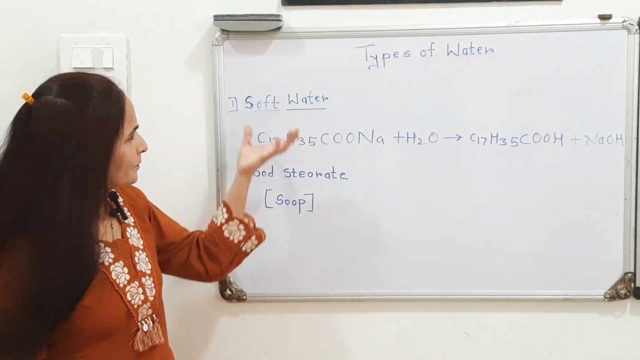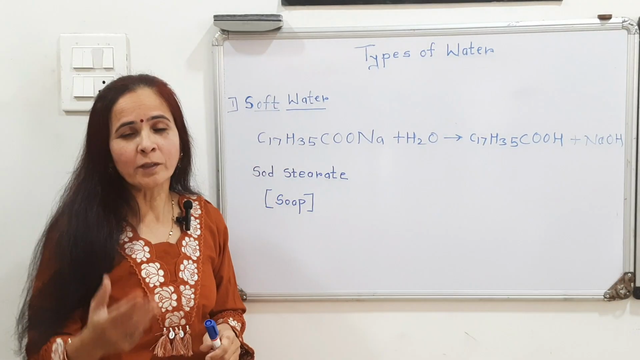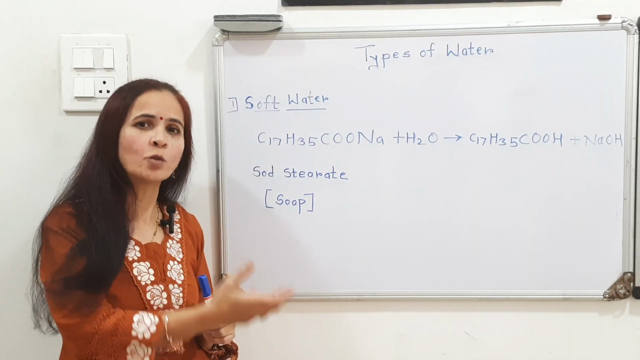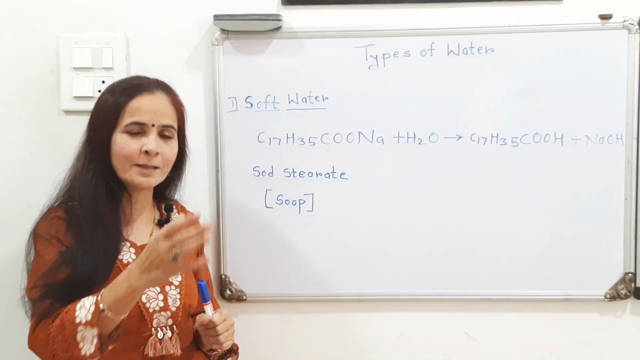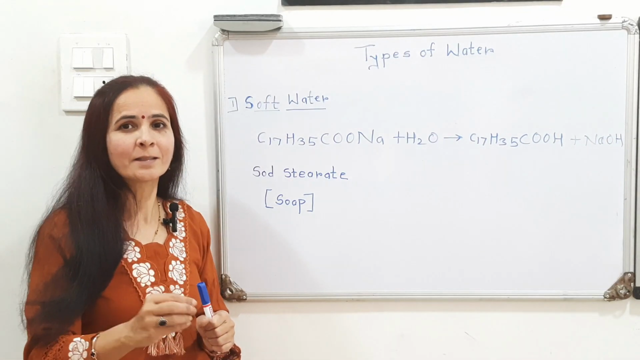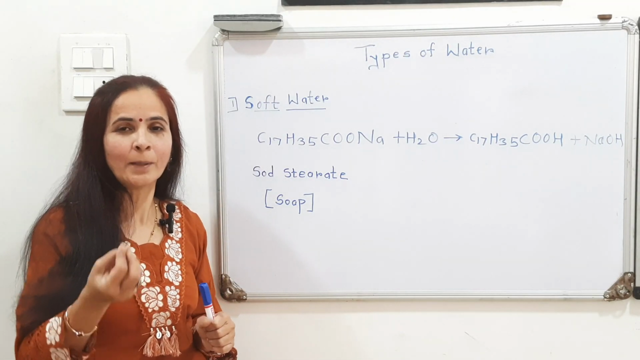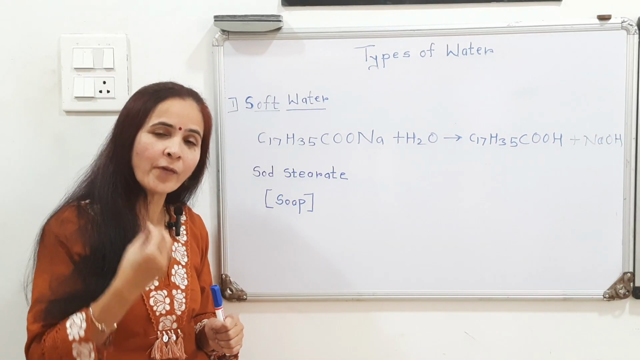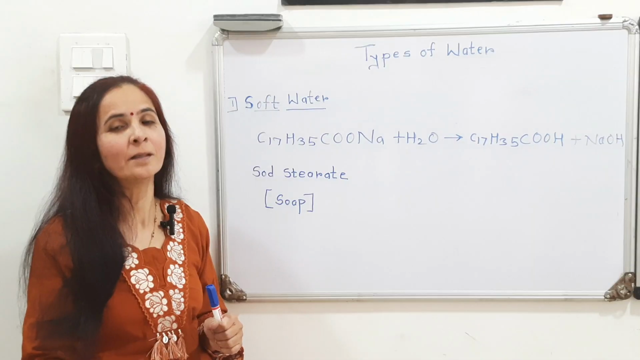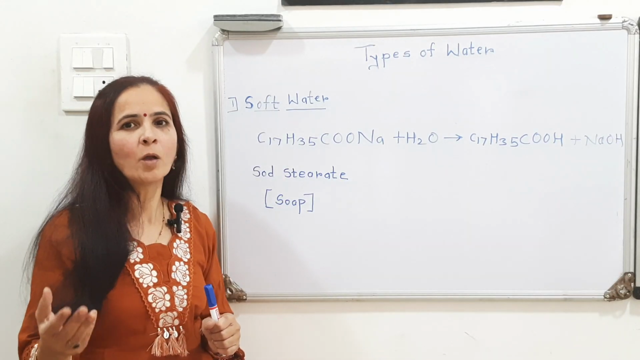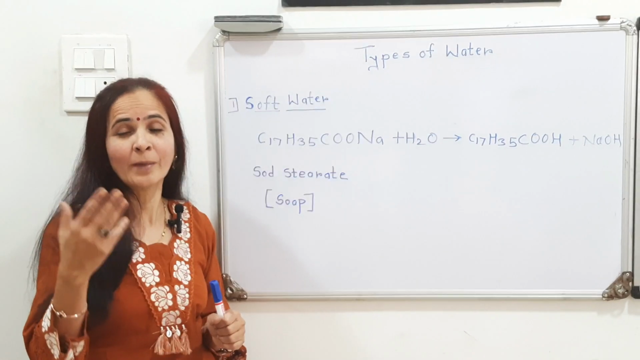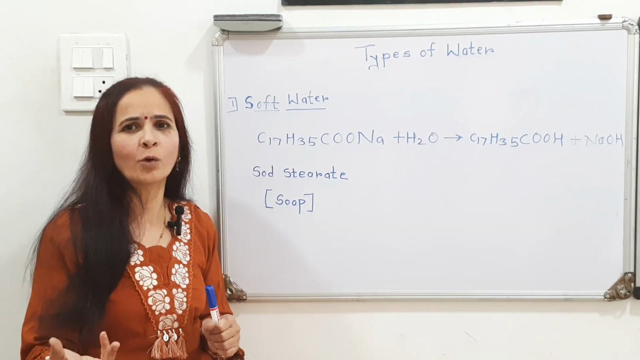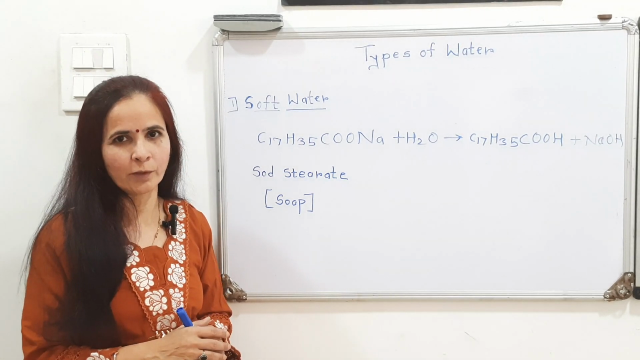Okay. What is soft water? The water which forms lather or foam with soap or detergent is known as soft water. म्हणजेच काय, ज्या पाण्यामध्ये आपण साबण किंवा डिटर्जंट मिक्स केल्यानंतर जर त्याला फेस येत असेल तर त्याला आपण काय म्हणायचं, सॉफ्ट वॉटर. Example of soft water, the best example is rain water, and second, distilled water is also an example of soft water.